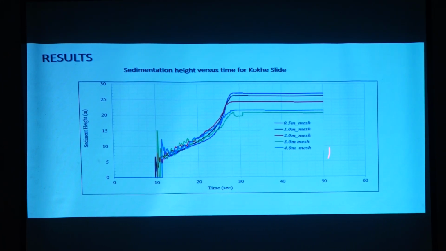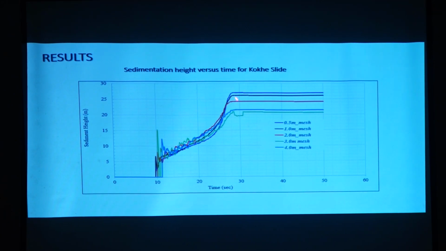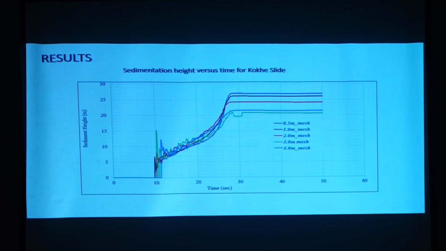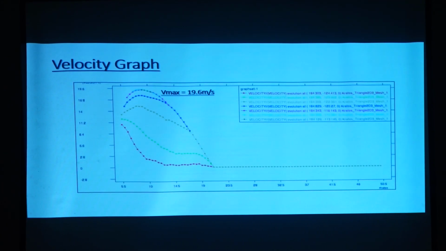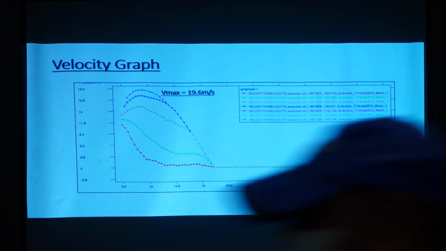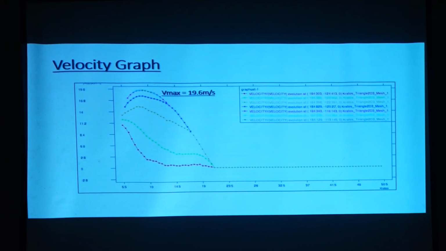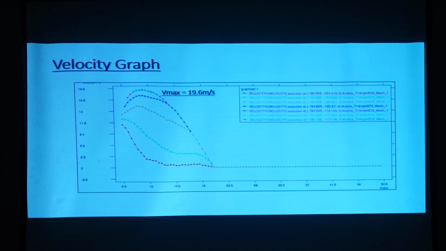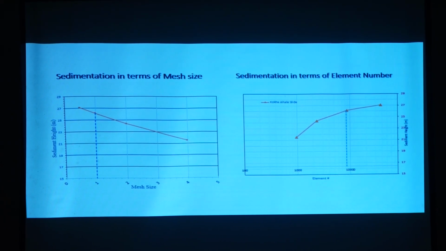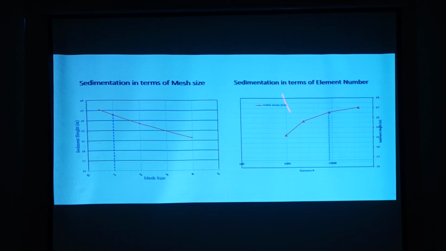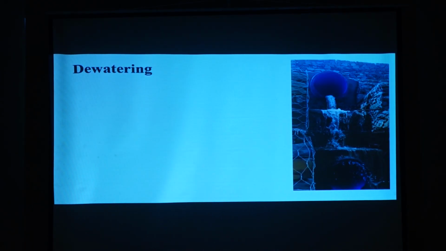And these are the different cases I have put in. I have covered a 1 meter section, which is suitable for this area. That's why around 26 meters of sediment has been formed at the bottom of the landslide. And this is the velocity graph. The maximum velocity was found to be around 19.6 meters per second. And this is the sedimentation in terms of mesh height and in terms of geology.